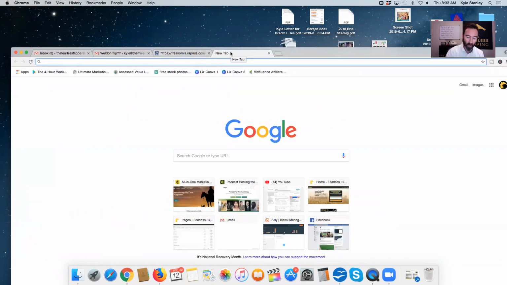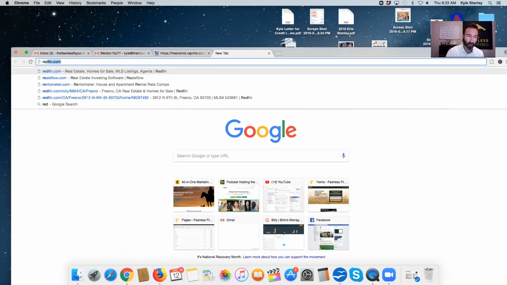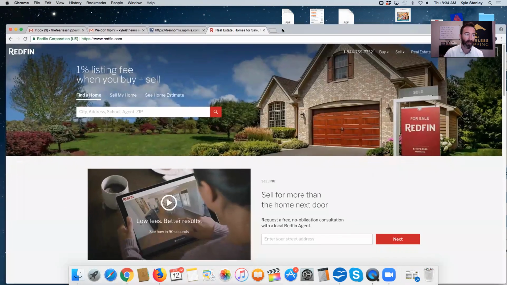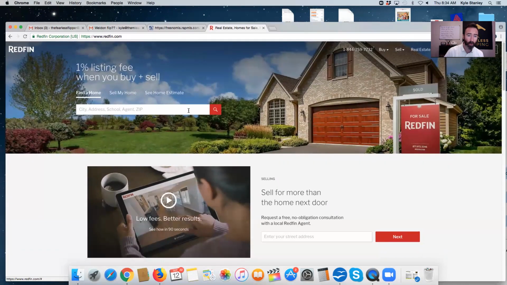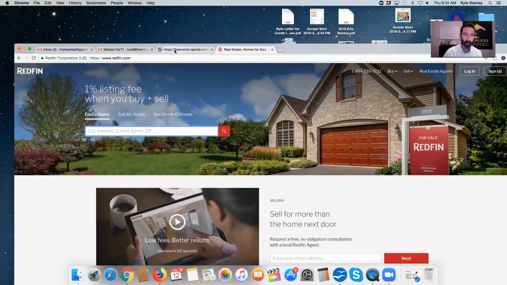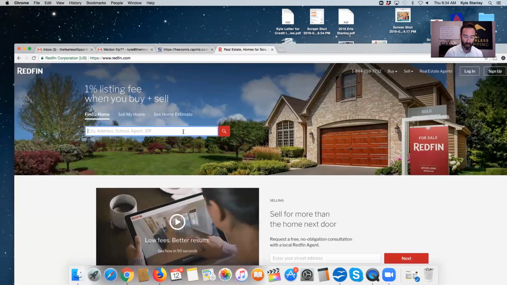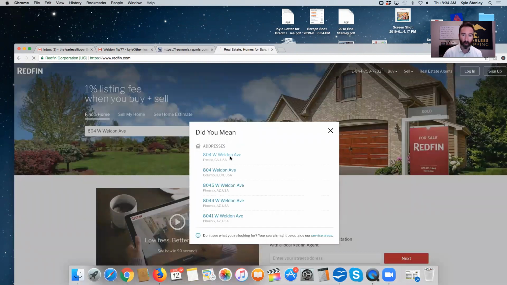So if you are good enough to have your real estate license, you're going to have access to the MLS. You already know how to look at comps. I'm not going to have to really tell you much about that. But what I'm going to do is go on to Redfin because I don't have my MLS license. Redfin is what I tend to like the most. And I'm just going to copy this address and paste it right here. And here's where all of my work starts.